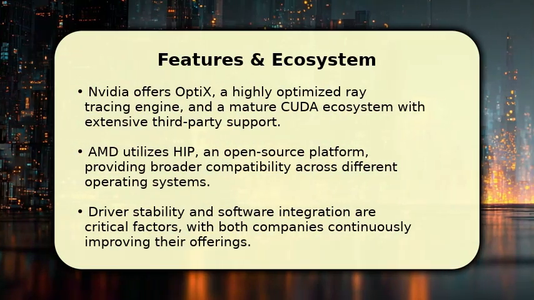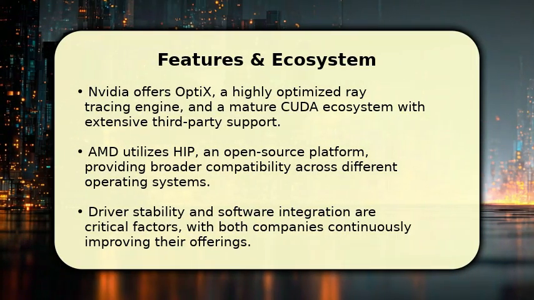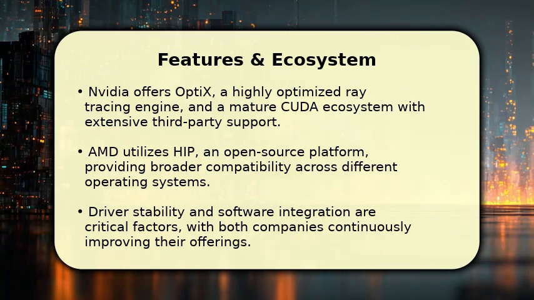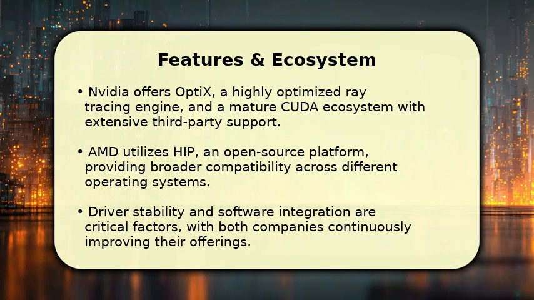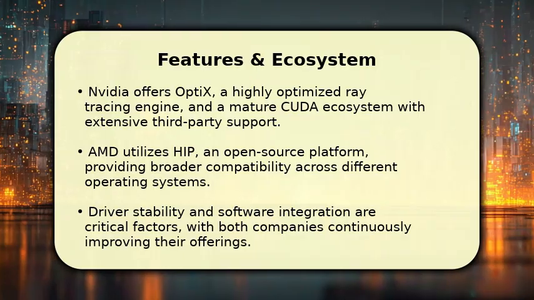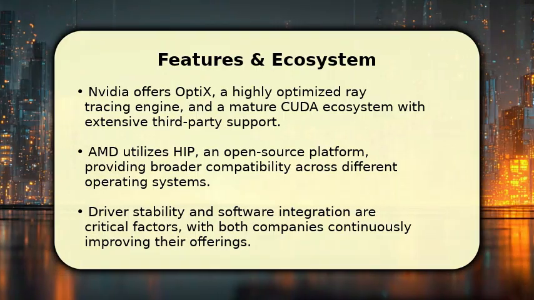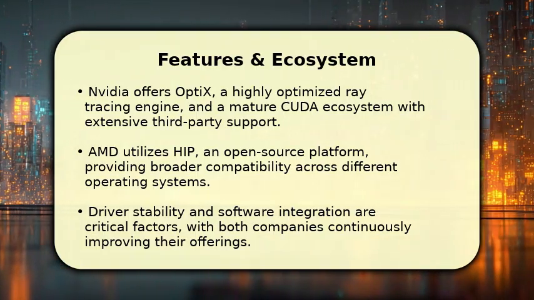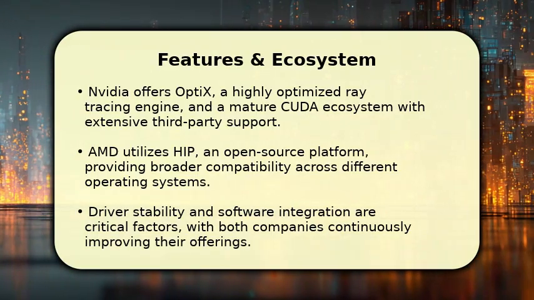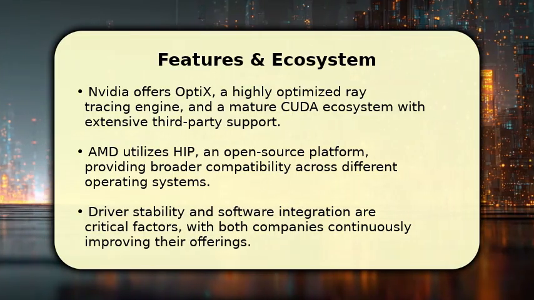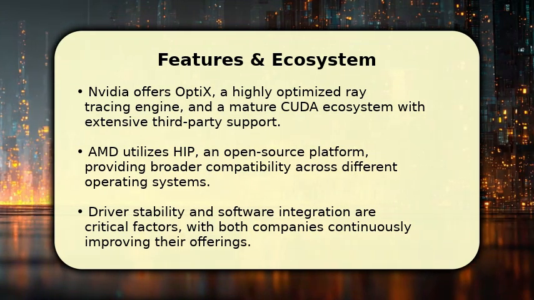Beyond raw speed, the feature set and ecosystem play a vital role. NVIDIA boasts OptiX, a highly optimized ray tracing engine, and a very mature CUDA platform, which benefits from widespread third-party software support. AMD, on the other hand, champions HIP, an open-source solution that offers greater flexibility and cross-platform compatibility. Both companies are constantly refining their drivers and software integration, aiming for maximum stability and performance within Blender. Consider which ecosystem aligns best with your existing tools and preferred workflow.